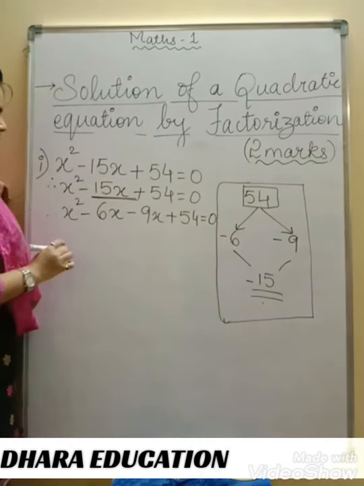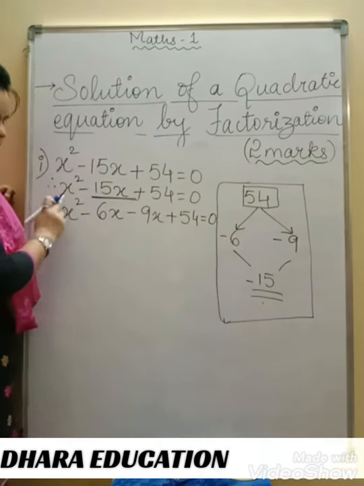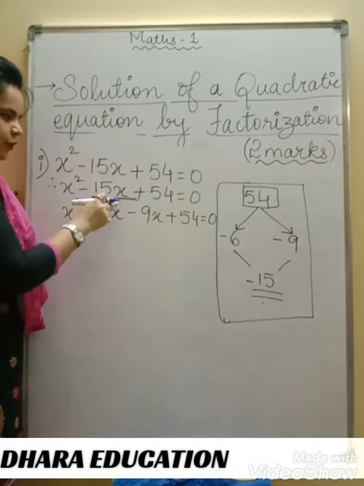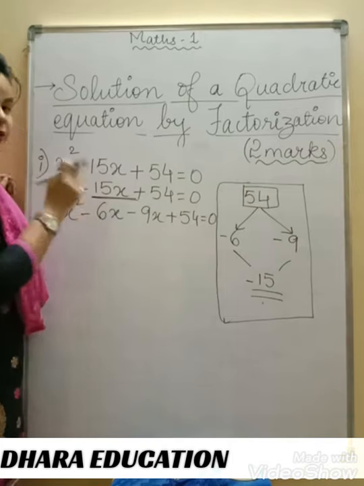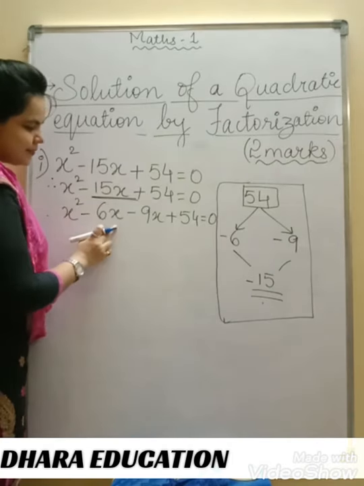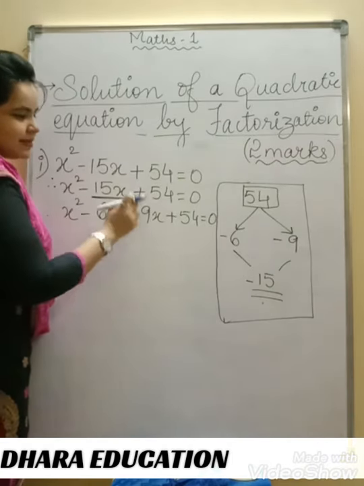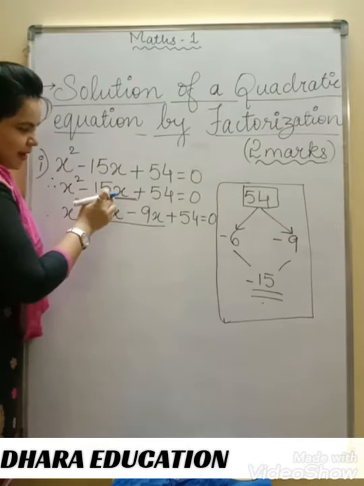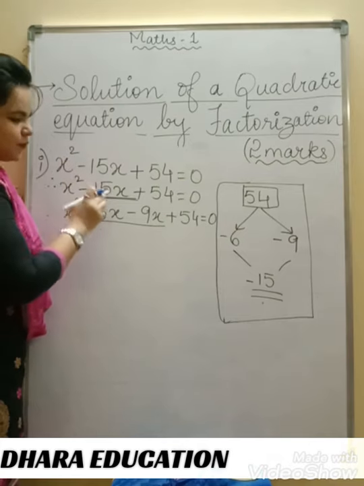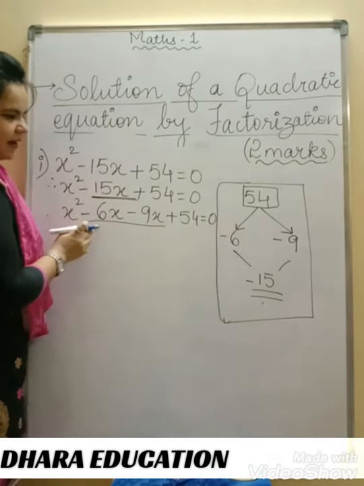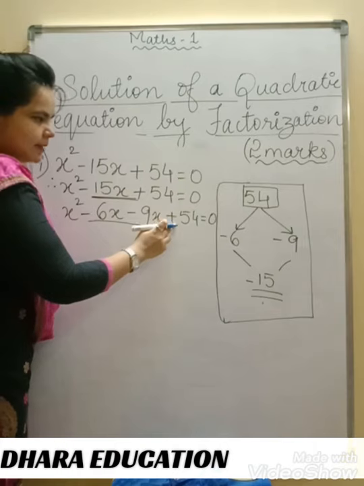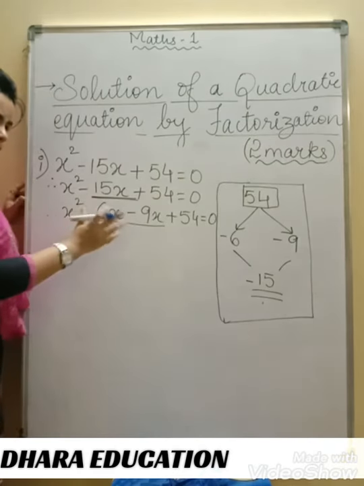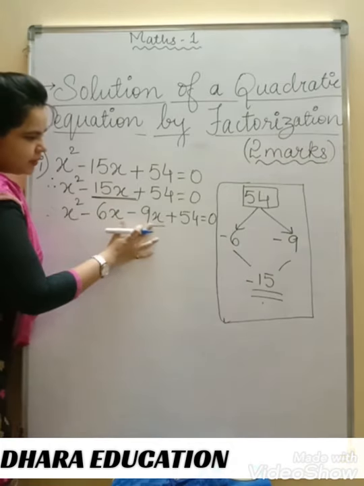I repeat once again, x square, the first term, we need to write as it is. We are going to bifurcate minus 15x into its factors, that is minus 6x and minus 9x. See this particular term. I have bifurcated the middle term minus 15x into these two factors. And the last term will be written as it is. So now what is there to do in the third step?